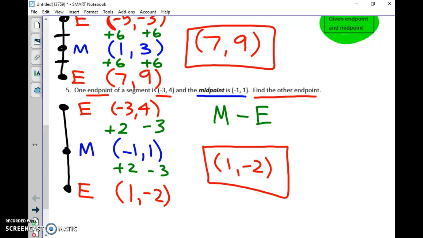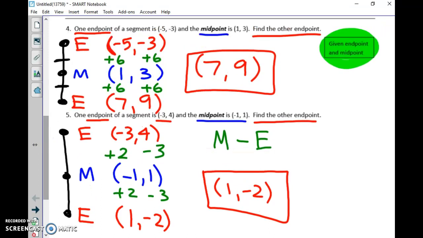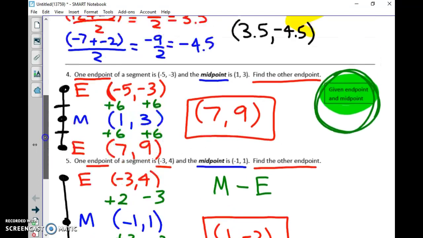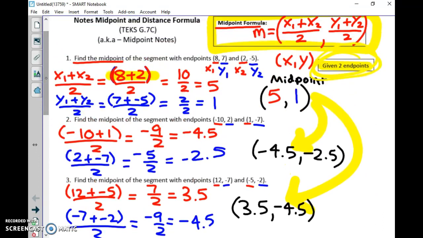Now, I can't stress this enough. This method is your method if you're given what two things? Off to the right it says, given an endpoint and a midpoint, right? But what if you're given two endpoints? Then you do it like the top half of the notes, okay? So, if you flip it over, we need to talk about distance formula.